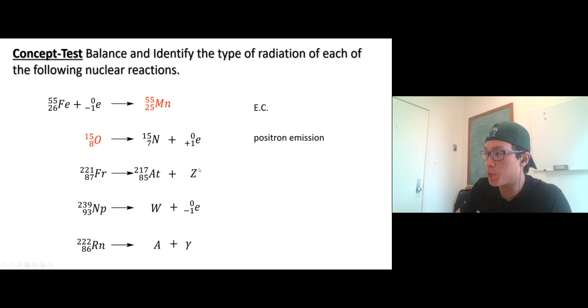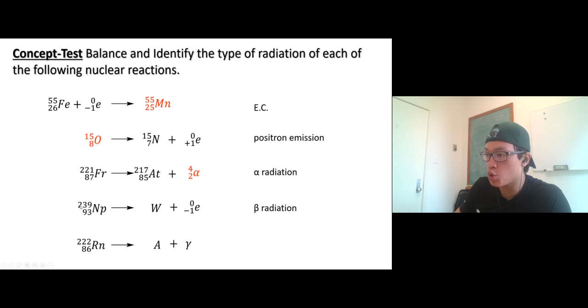Next one, Z, we don't know what that is. Let's do the math here. 221 minus 217, that's 4. Probably the alpha particle. 87 minus 85, 2 at the bottom, totally an alpha particle. That's alpha radiation. All right, down here we have neptunium 239 becoming W, whatever that is. This is an electron coming out. That's beta emission. We call beta emission beta radiation.